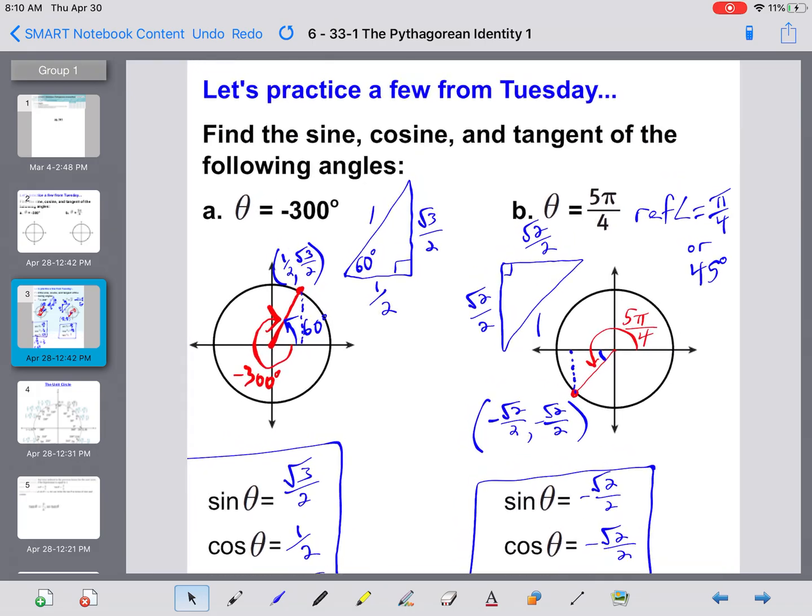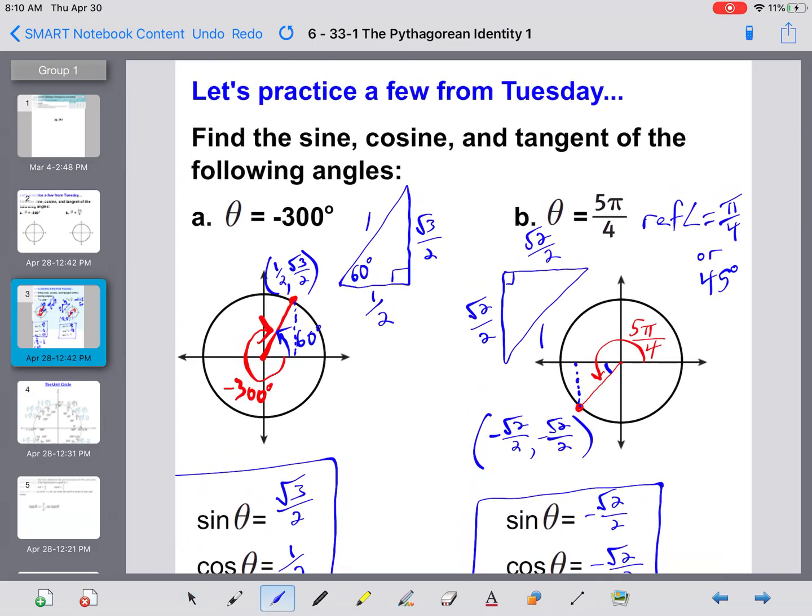Zoom out here a little bit. So for this first one, negative 300, the first step is to find where this angle terminates, right? Negative angles go in a clockwise direction, and negative 300 terminates here in quadrant 1, right? So that means the reference angle is 60 degrees. In order to make these triangles, which allow us to find the sine and cosine ratios, we need to know which quadrant it is, and we need to know the reference angle.